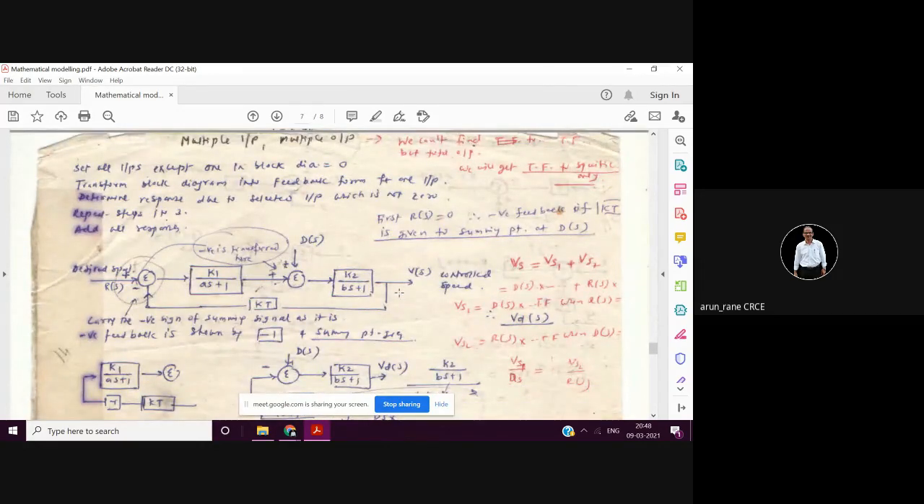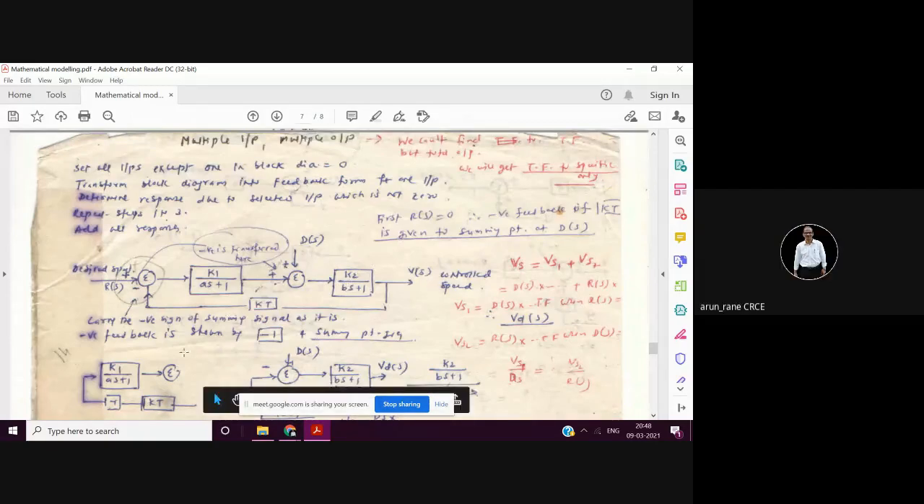Now this is slightly difficult: multiple input and multiple output. We will have two more questions on multiple input and multiple output. Multiple input means you have more than one input, and multiple output means you have more than one output.